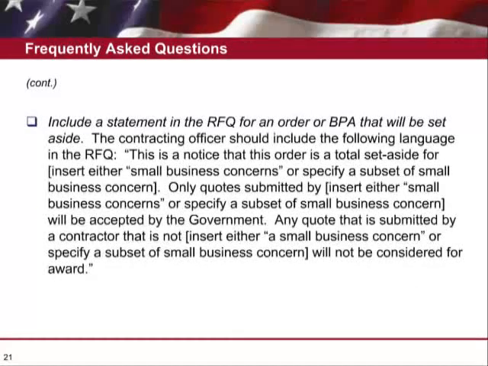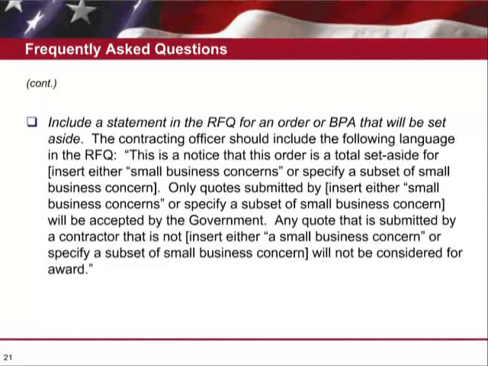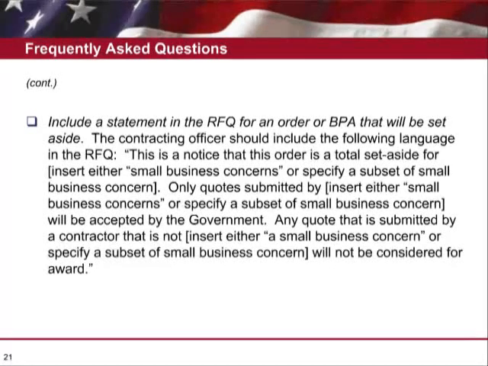Okay, so step 3 is include a statement in the RFQ that notifies vendors that you are setting aside your order or your BPA. And here's suggested language. And it basically says that this is a notice, that this is a set-aside for blank, and that only quotes submitted by the type of small business that you're setting aside for will be accepted by the government. And any quote that's submitted by a contractor that's not eligible for that set-aside will not be considered for award.